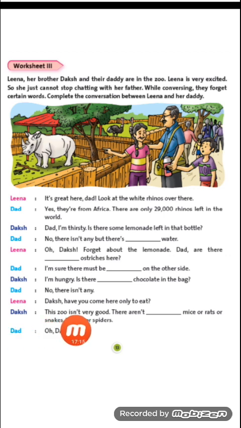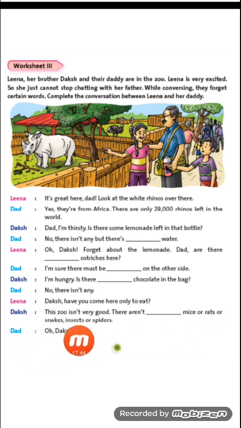Ducks says, this zoo isn't very good. There aren't. Now see here, are not. Again a negative statement. There aren't any. So what will we use here? Any. Mice or rats or snakes, insects or spiders. So ducks is not interested in the zoo because he wants to see mice, rats or snakes or insects and spiders, and he is reporting that. So this zoo is not very interesting.